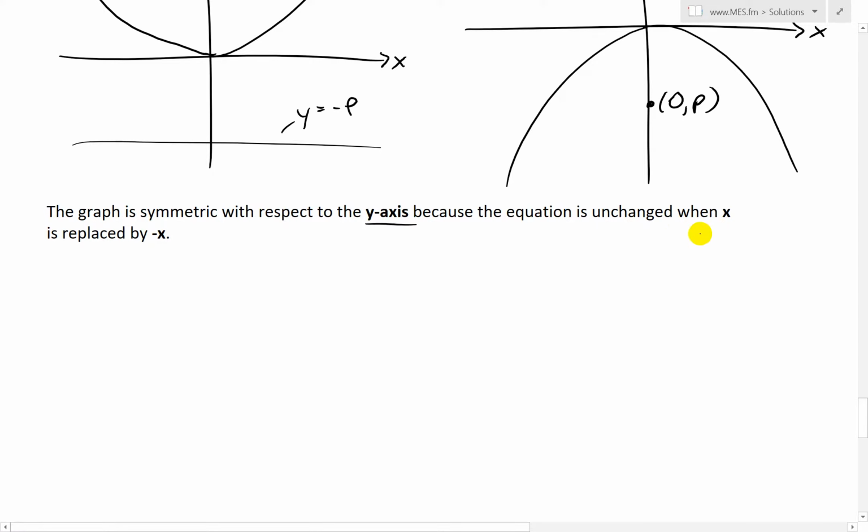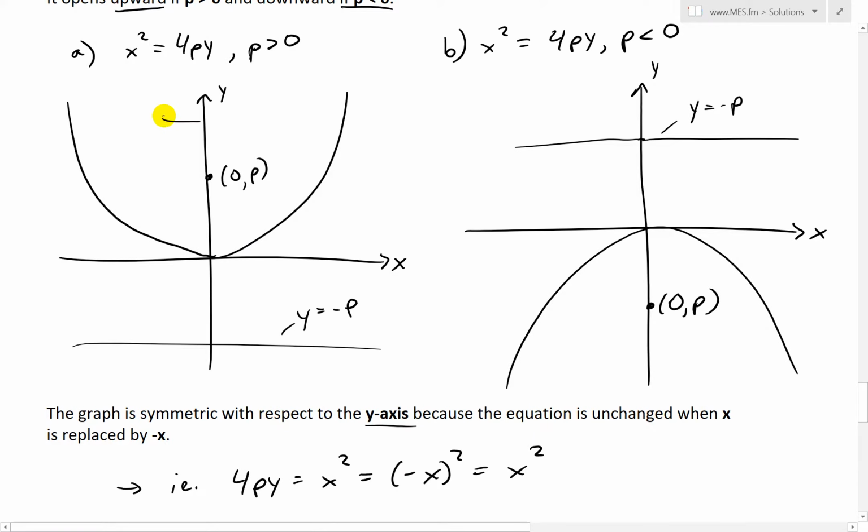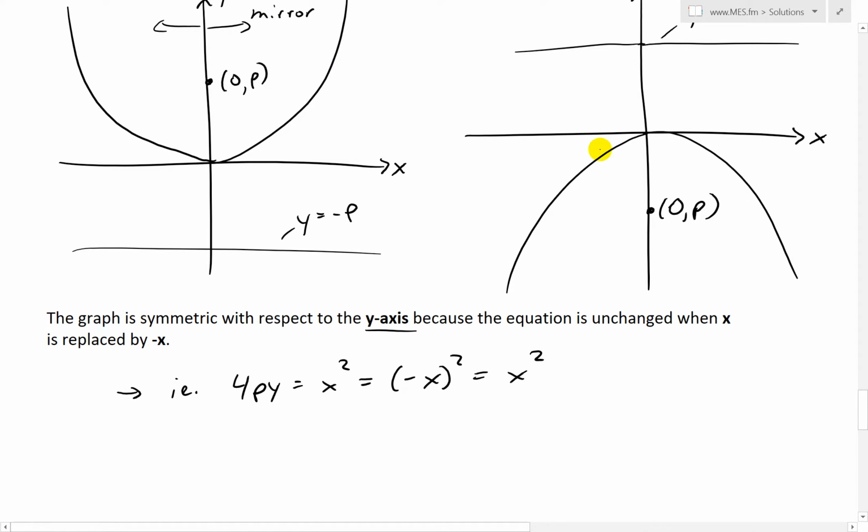when x is replaced by negative x. If we have 4py, this equals x squared, which also equals negative x squared. And that just equals, well, again, whatever negative becomes positive, so x squared. So as you can see, it's a mirror image about the y-axis. So both of these are a reflection about the y-axis.